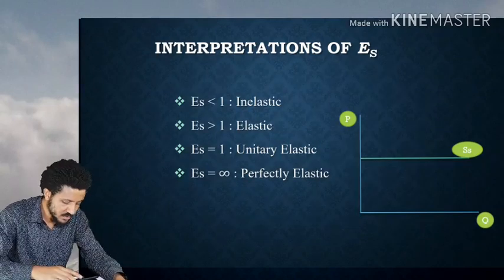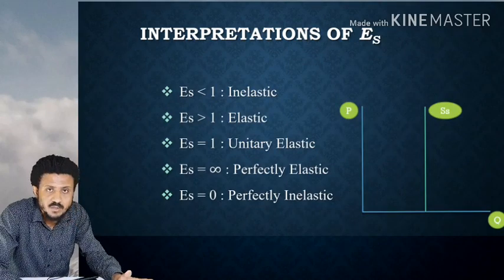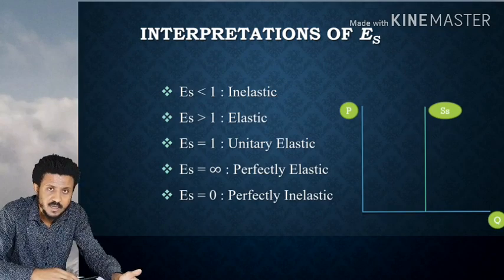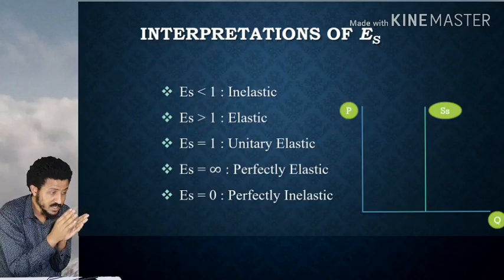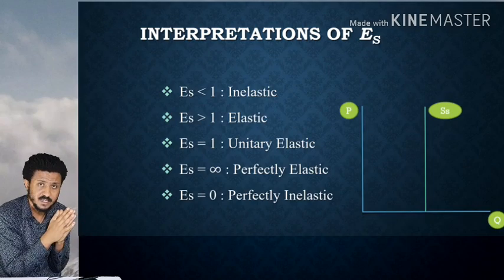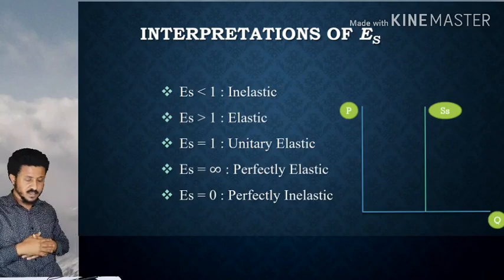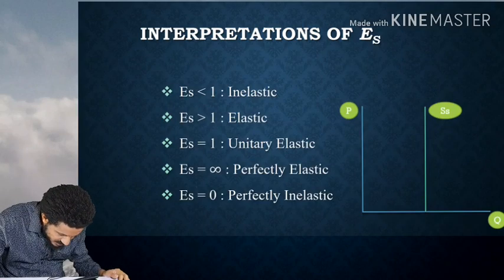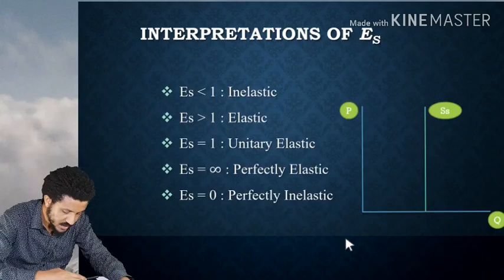The other case is when elasticity of supply equals 0. When it equals 0, we call it perfectly inelastic. No matter how the price changes, quantity supplied does not change, or if it changes, it is by a small amount. Then the supply curve of this kind is vertical. Whatever the price is here, the quantity is the same. That is what we call perfectly inelastic.